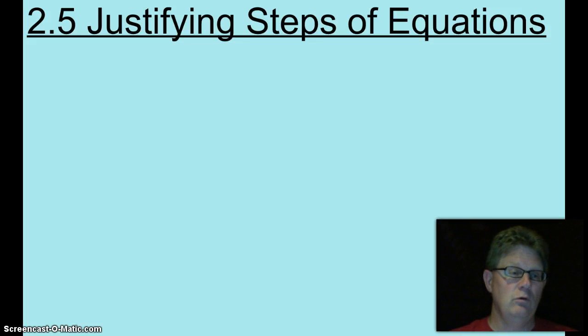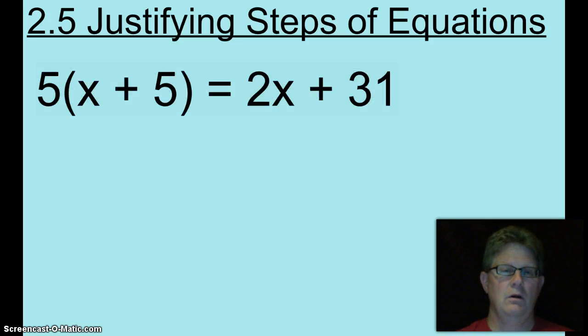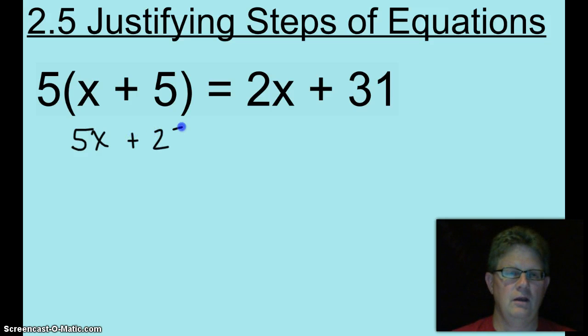So let's go ahead and move along and talk about solving an equation. Alrighty, here we've got this beautiful equation. I'd like you to solve it. So what's the first thing you would do? Oh yeah, you would definitely use the distributive property and multiply that 5 to both terms on the inside. 5x plus 25 equals 2x plus 31.